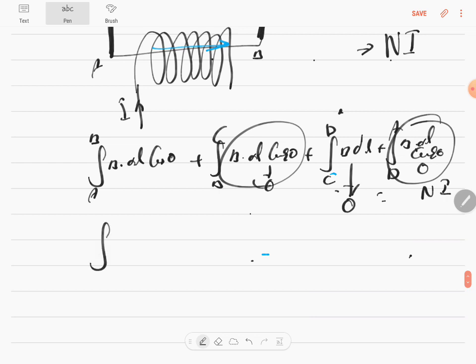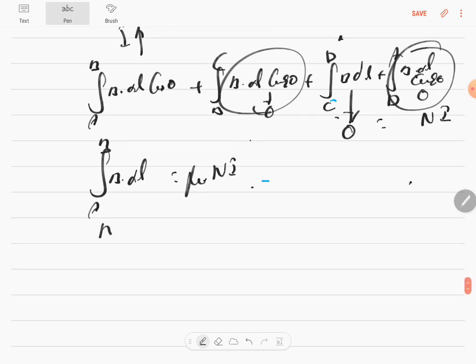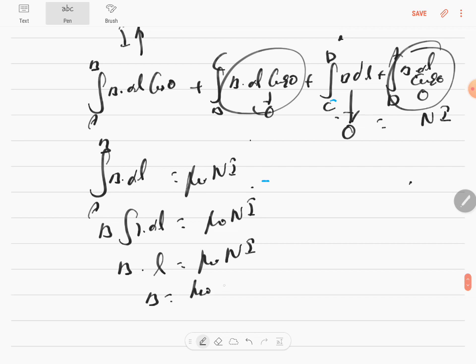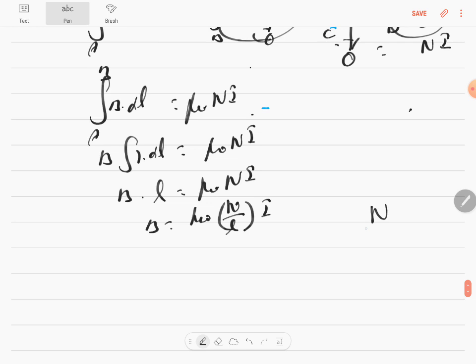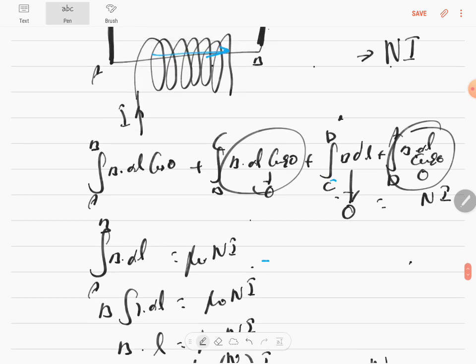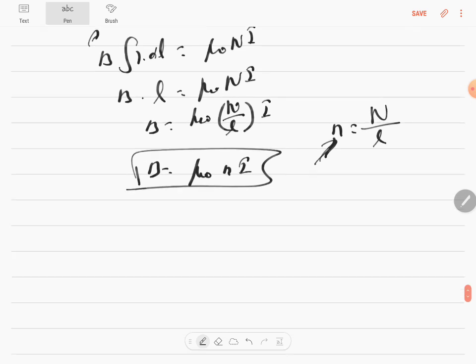Therefore you only have one component, which is B dot dl from A to B is equal to mu naught into capital N into I. B can be taken out, integration of 1 dl is L, so B into L is equal to mu naught into capital N into I. Therefore B itself is mu naught into capital N by L into I. And total number of turns by total length is equal to small n, which is the number of turns per unit length. Therefore B is equal to mu naught into small n into I, which is the magnetic field due to a solenoid. This derivation is the first application.